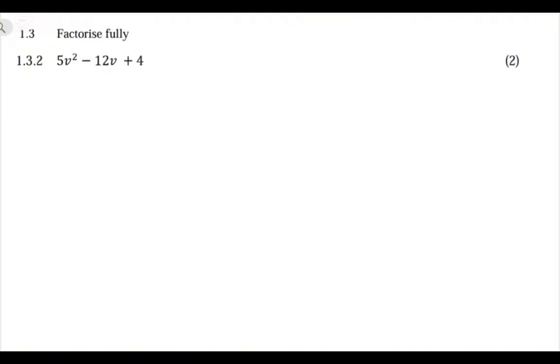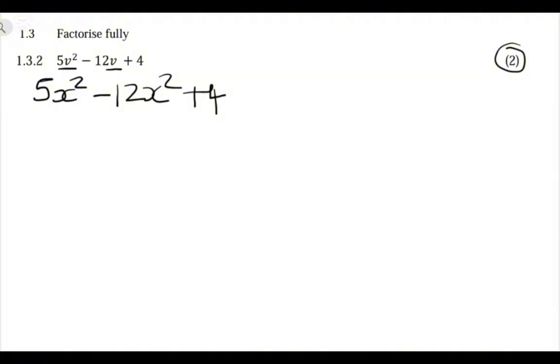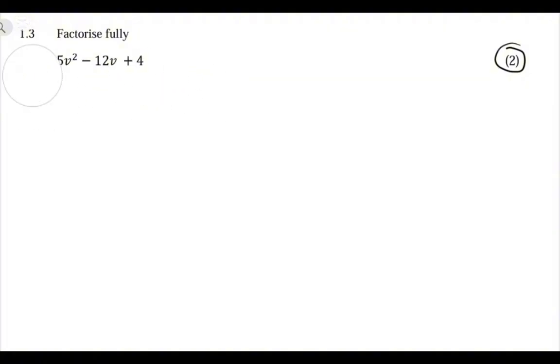So now let's take a look at this 1.3. They say factorize fully, which is also worth 2 marks. How can we factorize this one? If you pay close attention, guys, this is still the same as a trinomial. This will be the same, this is the same as like this actually. Let me just write it down. Plus 4. It just happened that on this one, they use the letter v instead of x, so this is still the same thing, perfect. So how can we factorize this one?